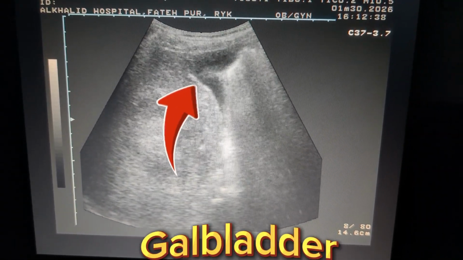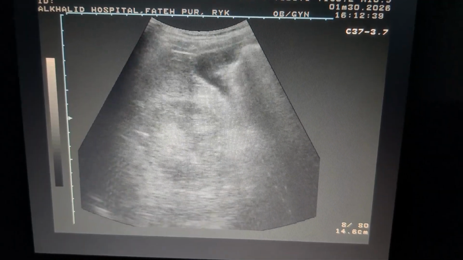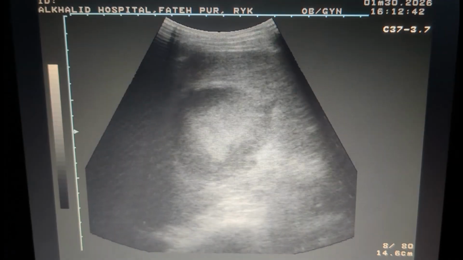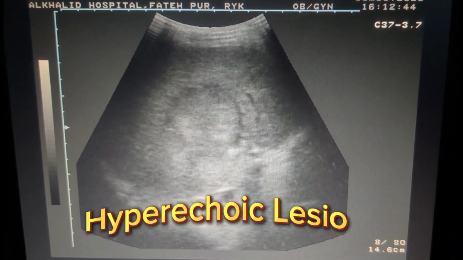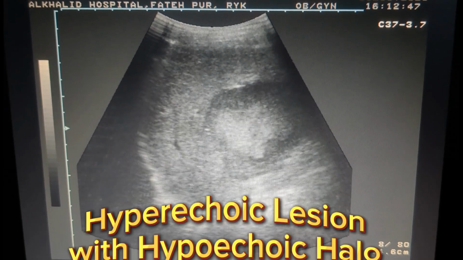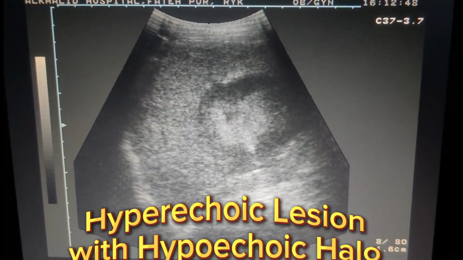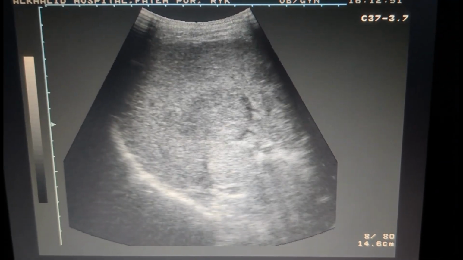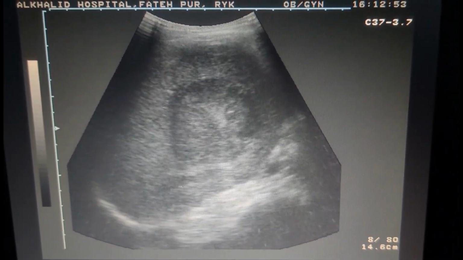Gallbladder is normal, but a huge hyperechoic mass can be seen in the right lobe. Hyperechoic lesion with hypoechoic rim or halo.